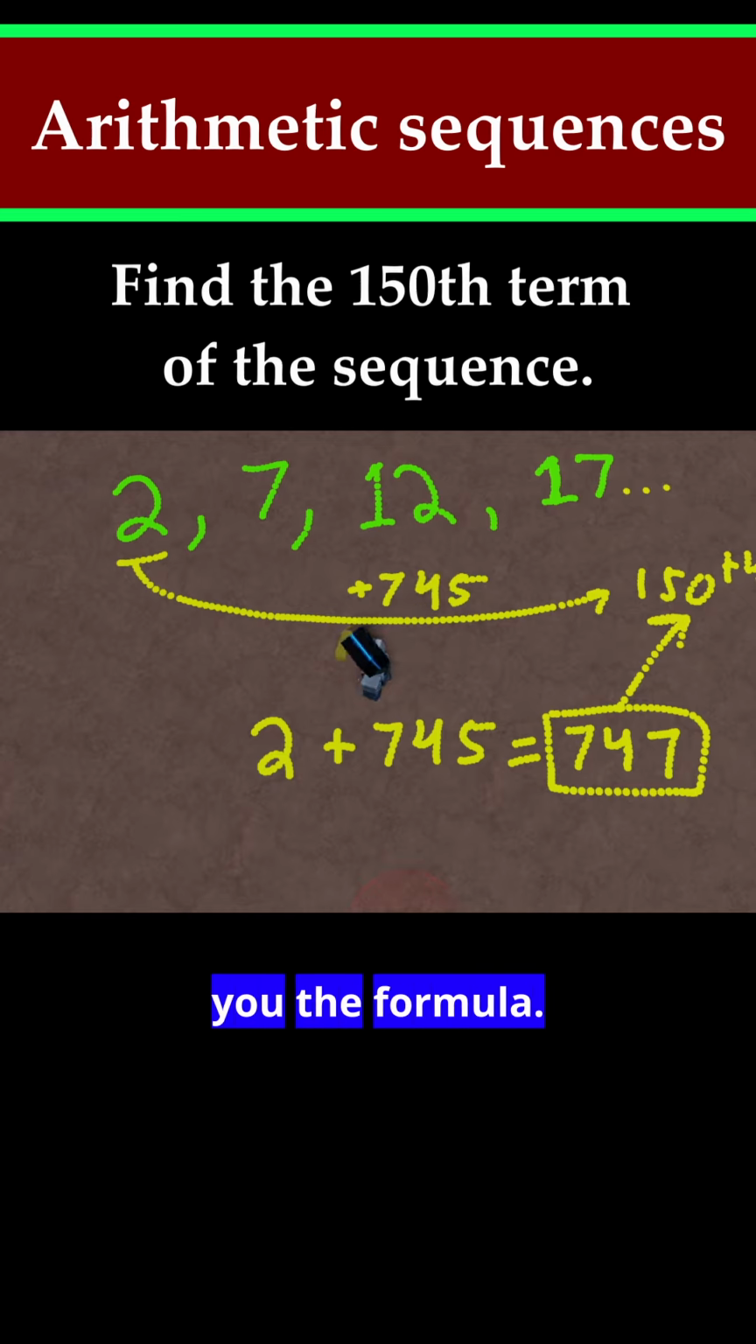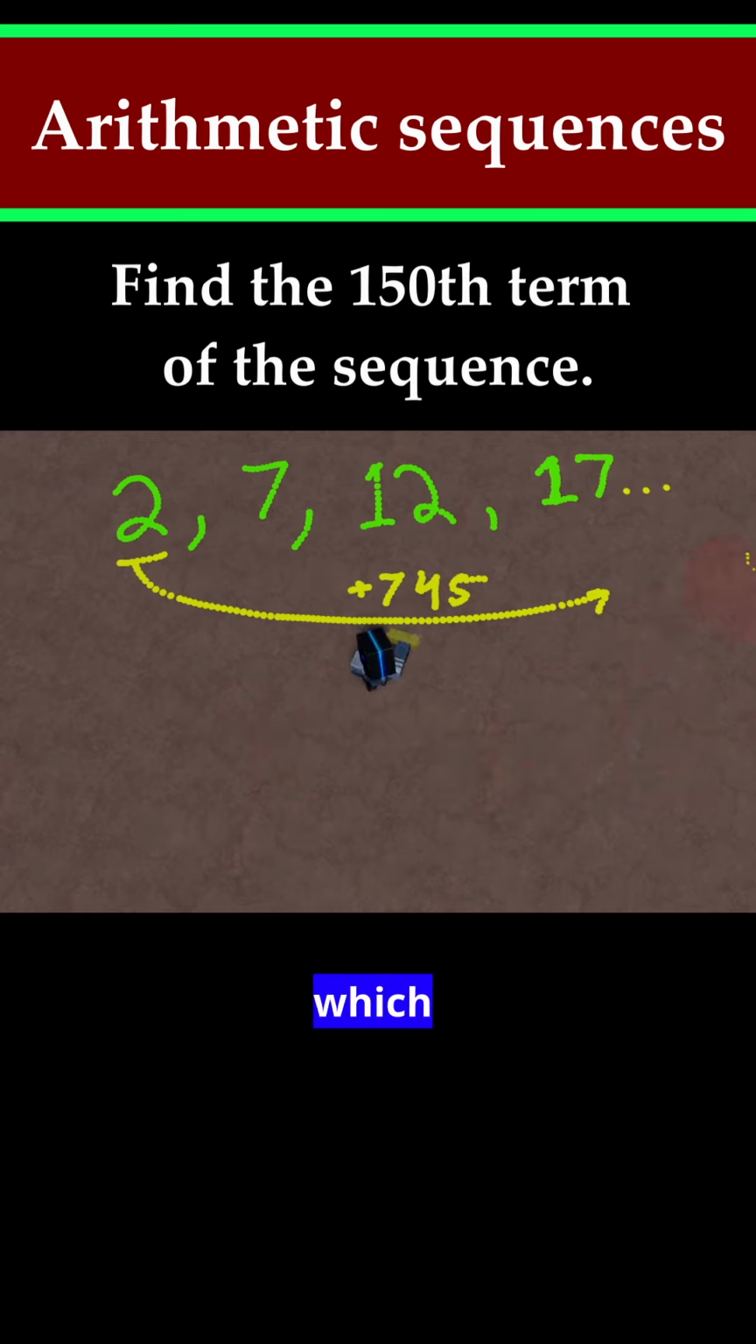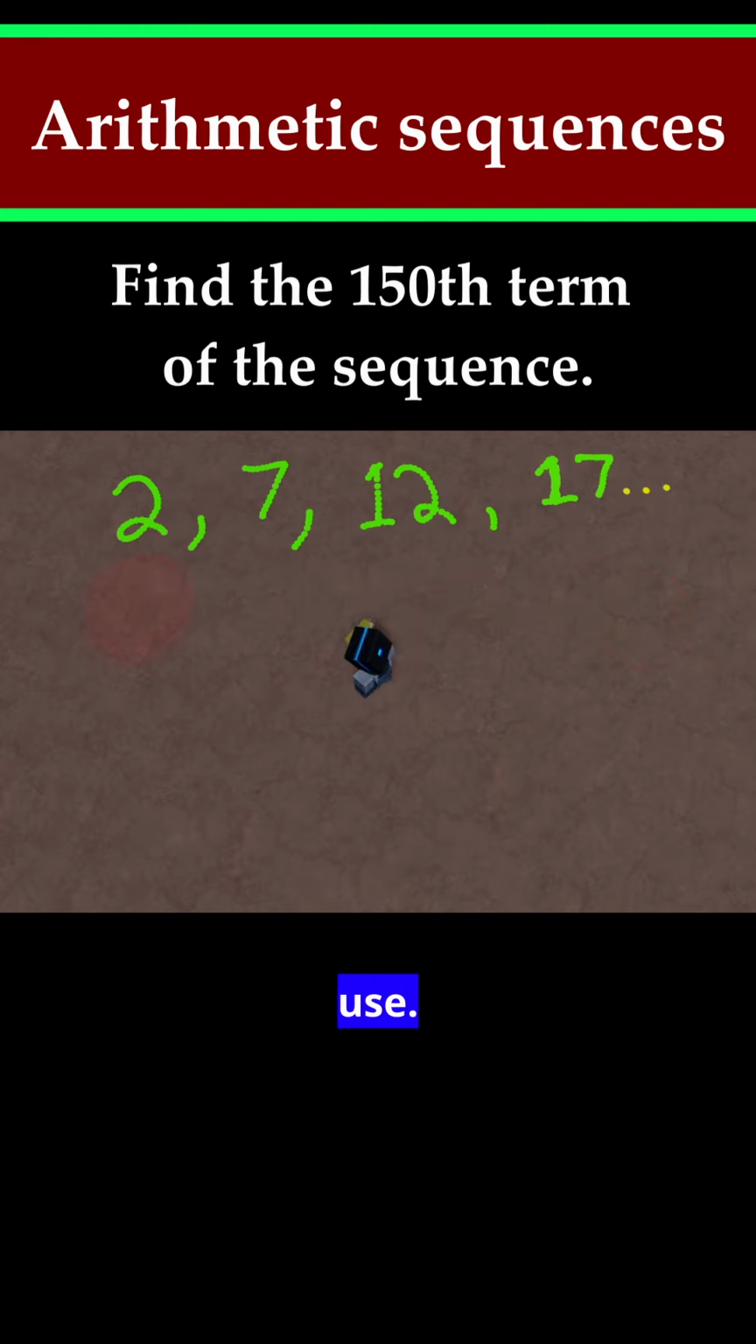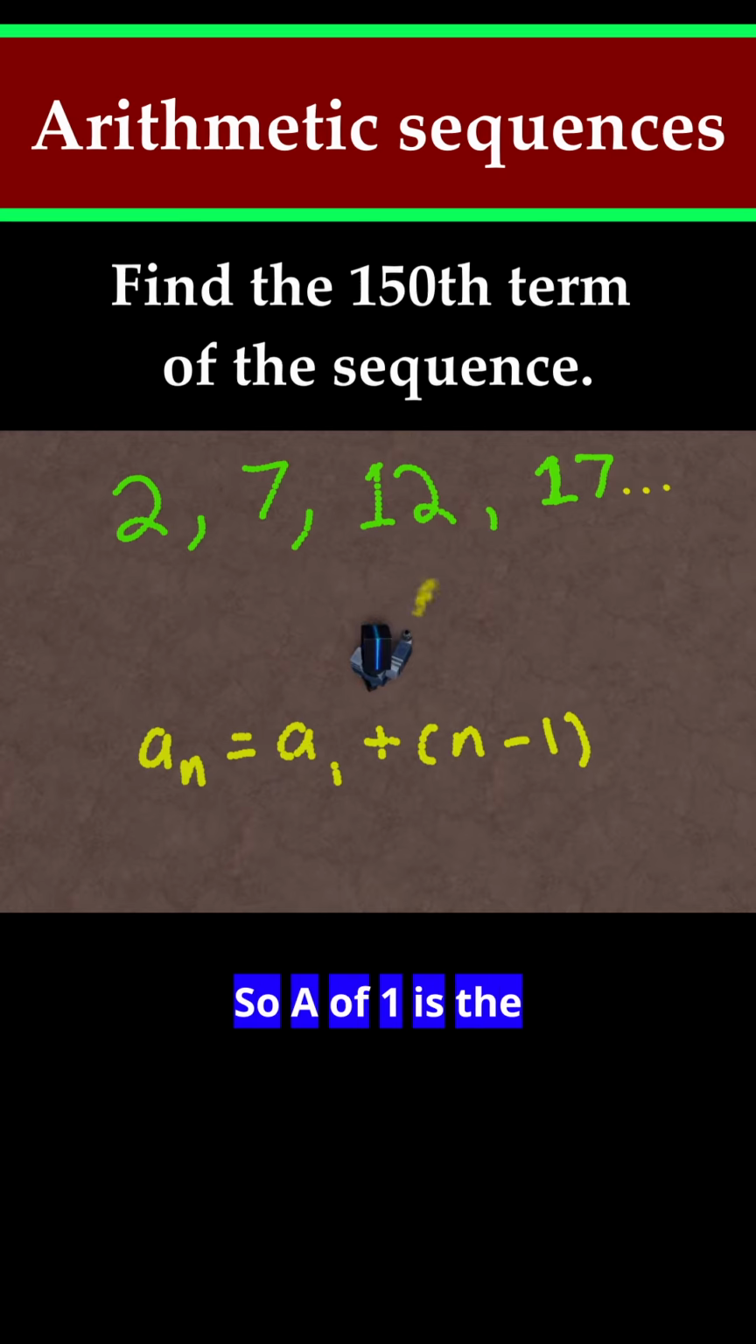Now let me show you the formula. This might be a bit easier for you. It's up to you which way you want to use. So here's the formula that might be useful to solve this problem. It says a of n is equal to a of 1 plus n minus 1 times d. So a of 1 is the first term, a of n is the term you want, n is the term you're looking for, and d is the common difference. So we already know that d is 5.